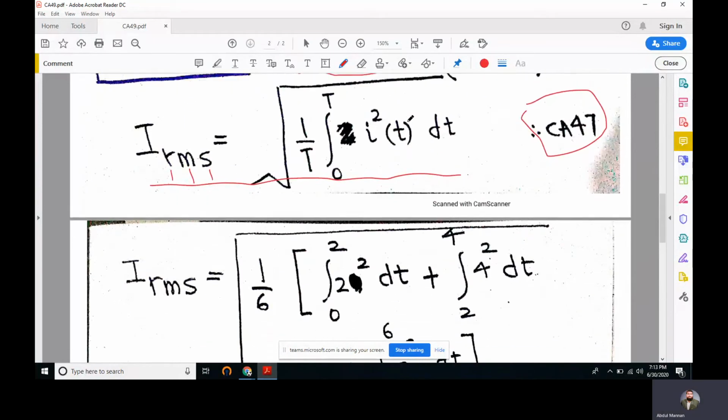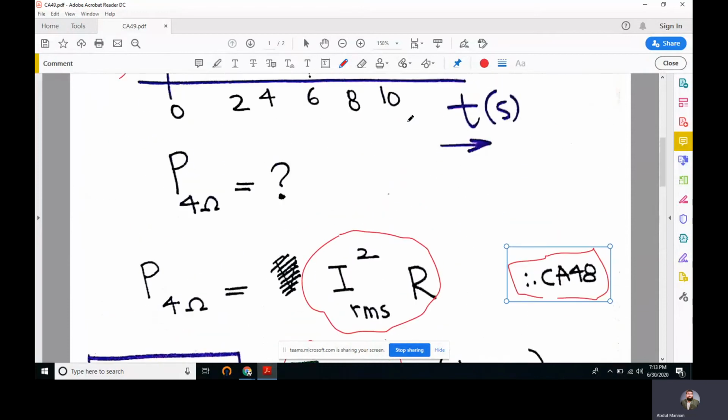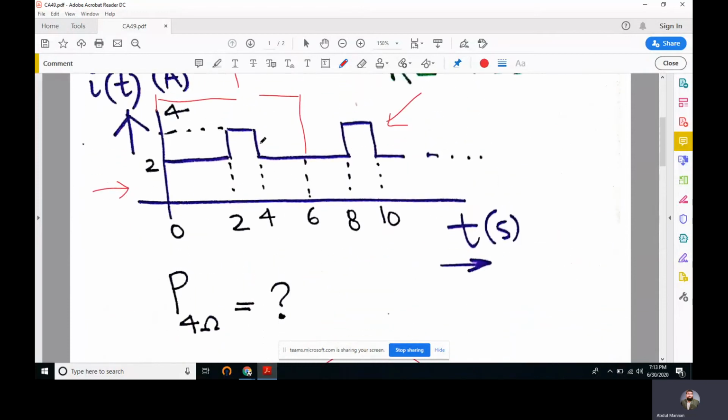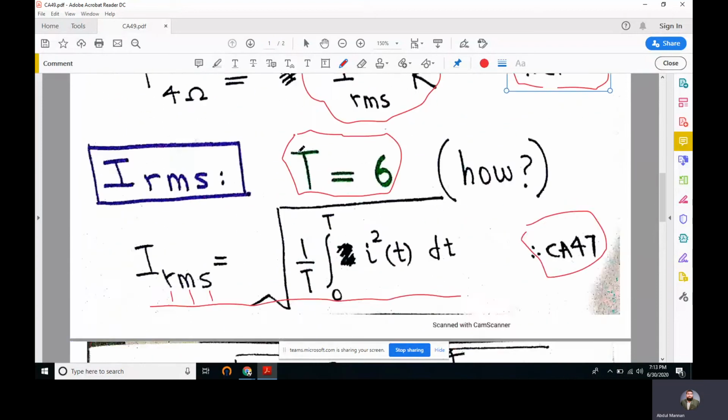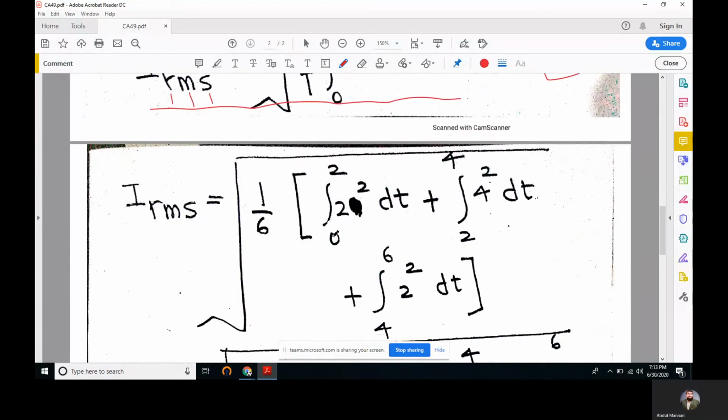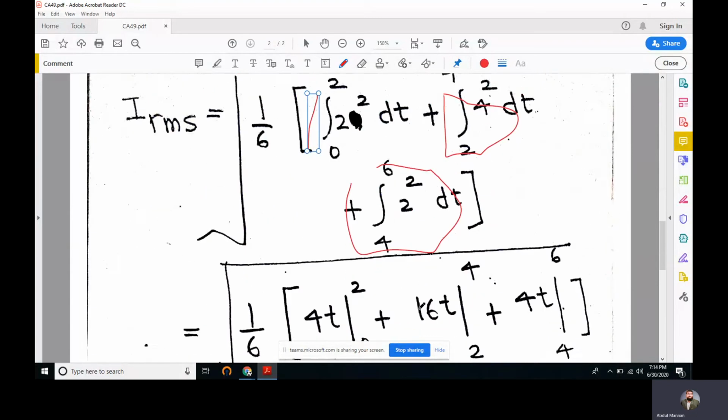Since we see there are 3 different portions of this wave, from 0 to 2, this is 2. From 2 to 4, the value is 4, and then from 4 to 6 is again 2. So this whole integral can be divided in 3 parts. From 0 to 2, this one. From 2 to 4, this one. And from 4 to 6, this one. The value is 2 in this interval, it's 4 in this interval, and 2 again in this interval.